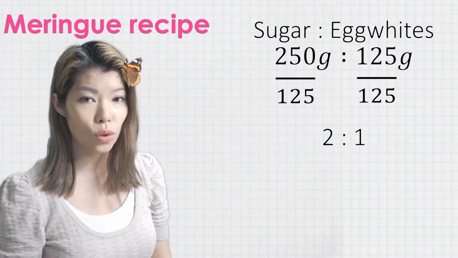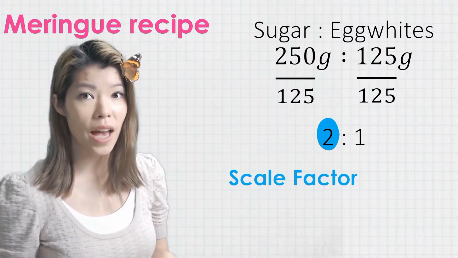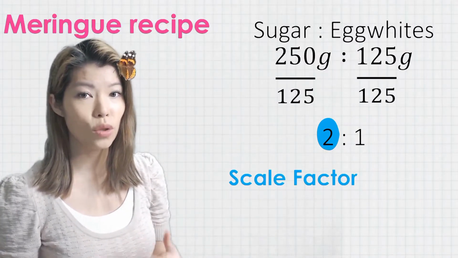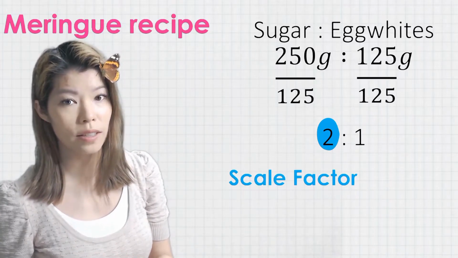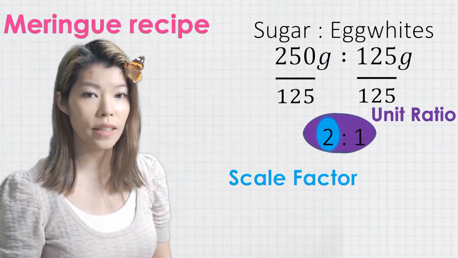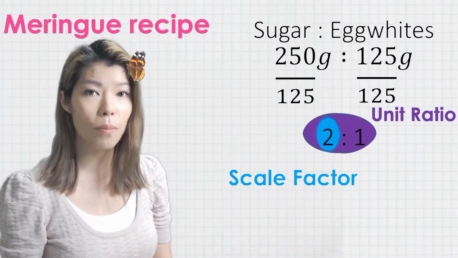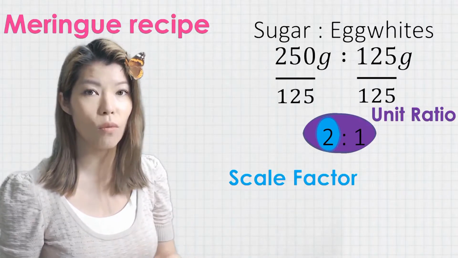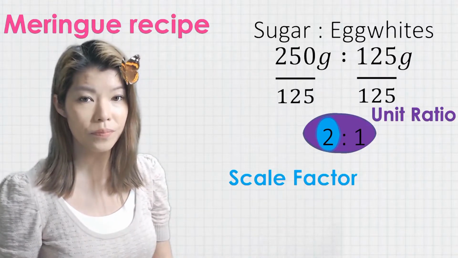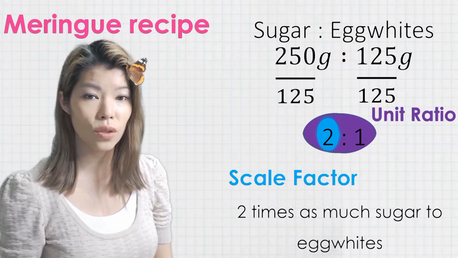Now the 2 is called the scale factor. Whatever amount of eggs you have, you multiply by 2 to find out what the sugar is. That's why it's called the scale factor. And 2 to 1 is called the unit ratio. We use unit ratios to compare things, to see how much of one thing is compared to another. In this case, we have 2 times as much sugar to egg whites.